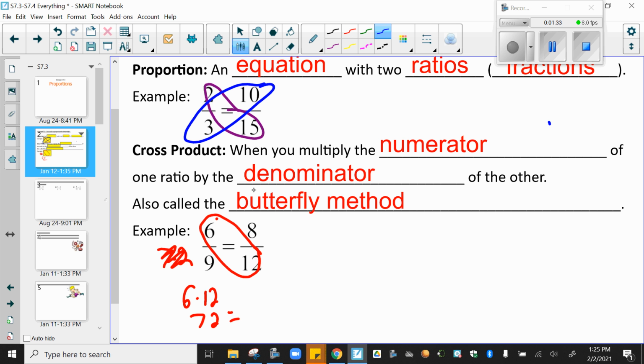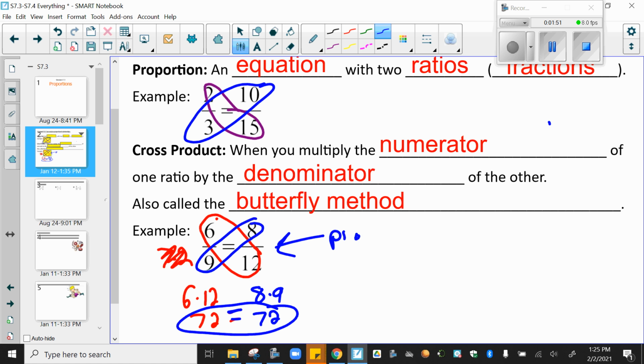The other one is going to be 8 times 9. 8 times 9, 72. Well, look at that. And they equal each other. When you do this and the two sides equal each other, that makes this a proportion.